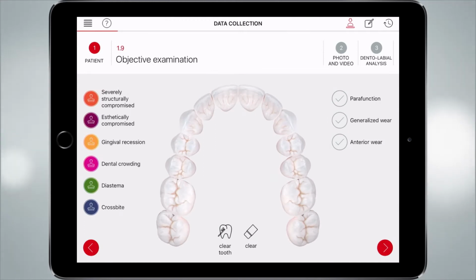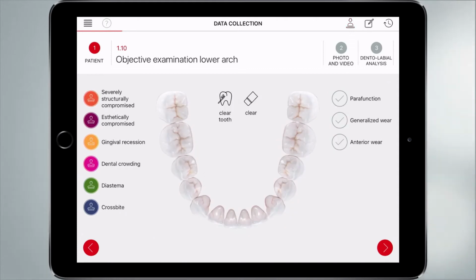1.9, we try to examine the case, the objective examination, and I can tell you in this worn dentition we can put severely structurally compromised. The only problem the patient has is a generalized wear, anterior wear and parafunction. We can put severely structurally compromised, we can really touch every tooth because all the teeth are affected by wear. They have a problem of wear. So we go ahead from 1.9.